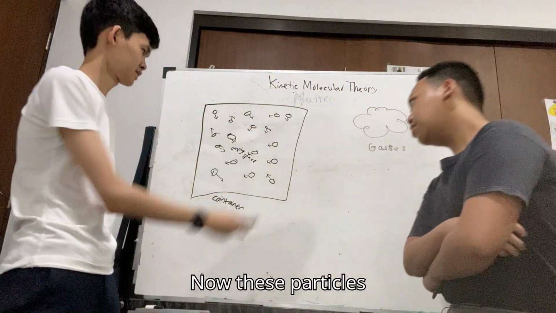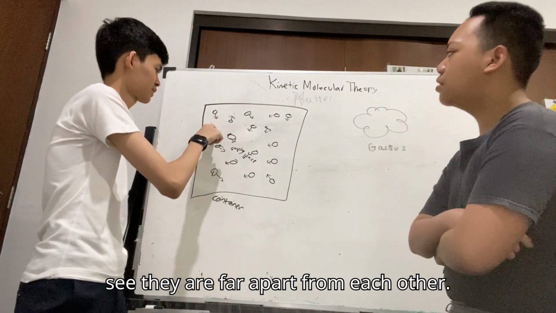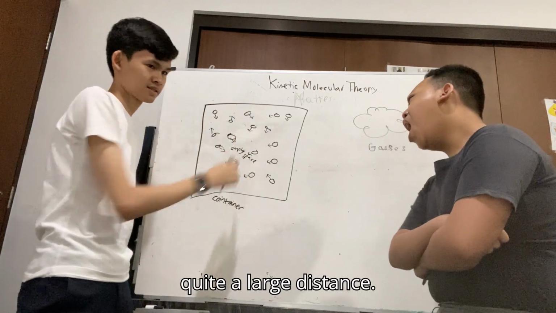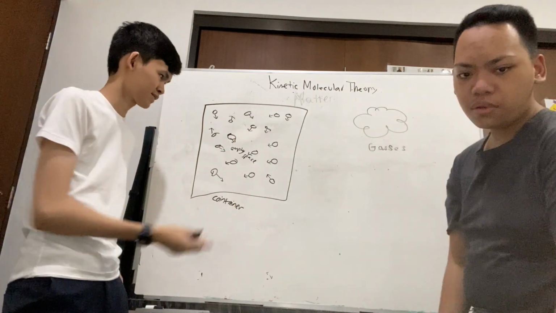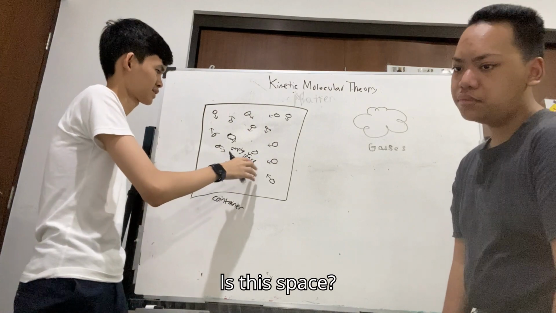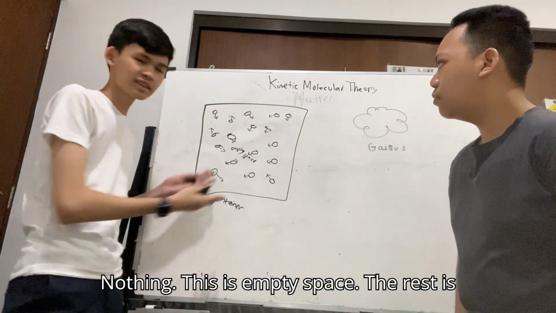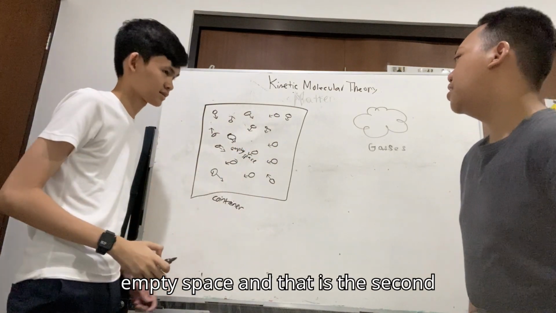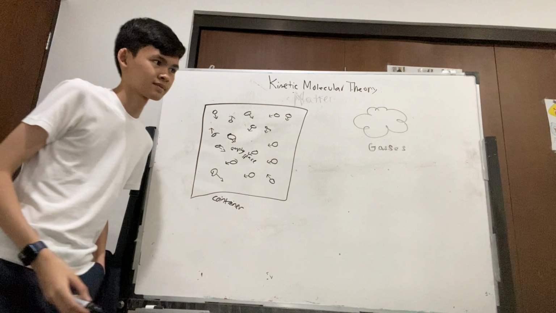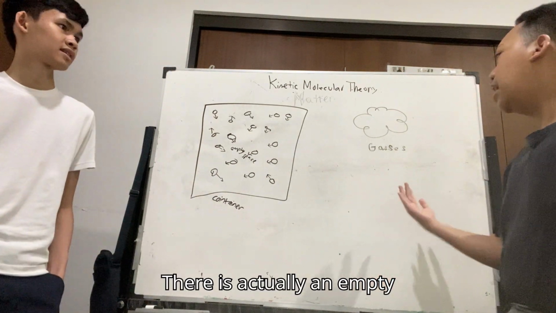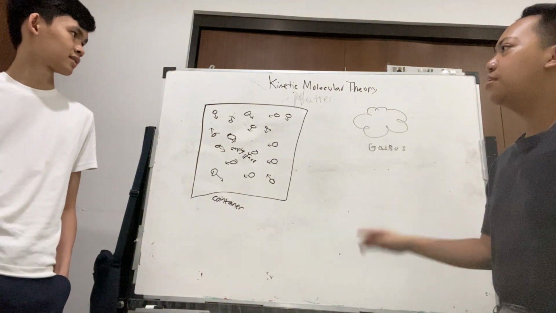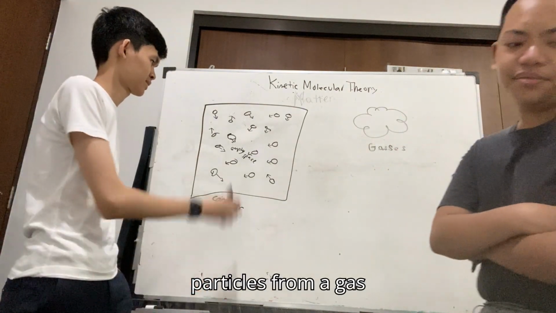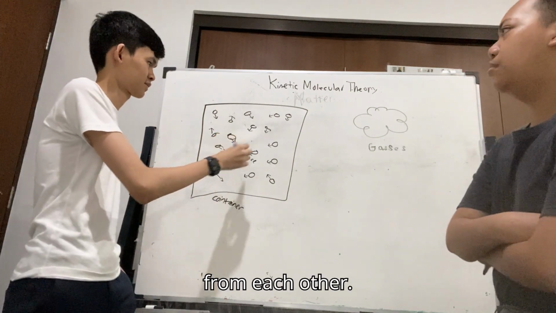Now these particles, see, they are far apart from each other. Their distance is quite a large distance. If so, what fills this space? Nothing. This is empty space. The rest is empty space. And that is the second postulate, which is that kinetic molecular theory assumes there is empty space, and the empty space separates the particles of a gas from each other.